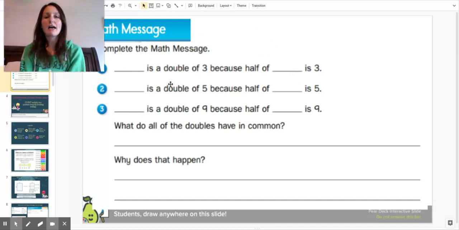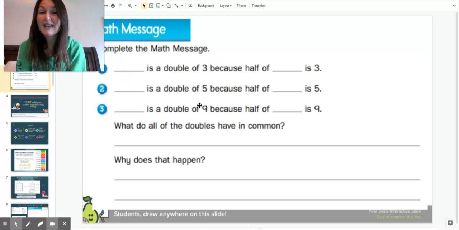Okay, think of it like, let's do 12. You could say 12 is a double of 6 because half of 12 is 6. That would be an example of this. So you have to figure out what would you double. If you doubled 3, what would that number be? And then if you doubled 5, what would that be? If you doubled 9, what would that be?